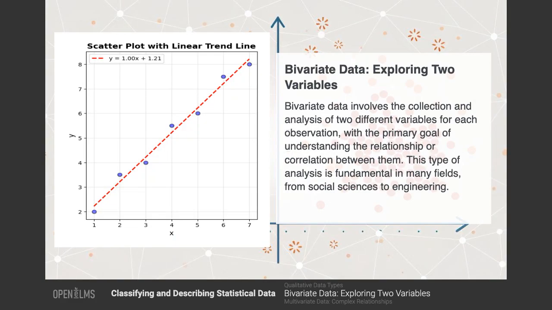Bivariate data, exploring two variables. Bivariate data involves the collection and analysis of two different variables for each observation, with the primary goal of understanding the relationship or correlation between them. This type of analysis is fundamental in many fields, from social sciences to engineering.